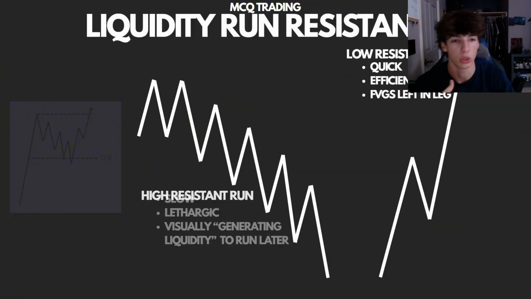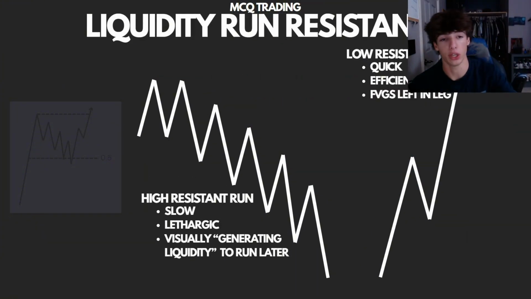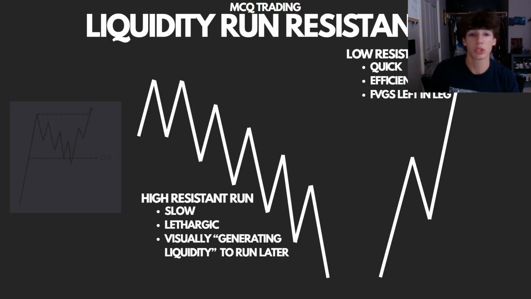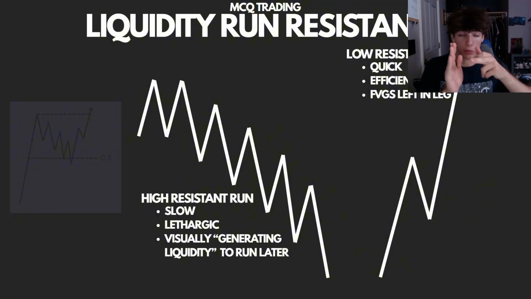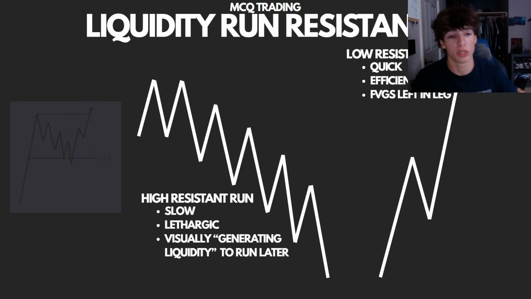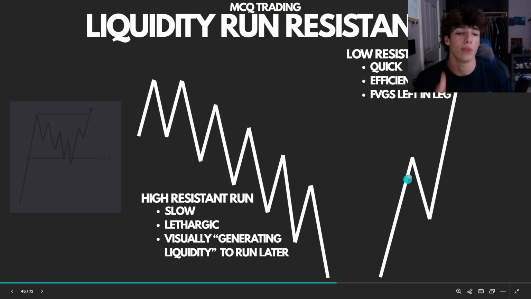So now let's split this into two. This leg on the left here is a low resistance run, low resistant run, whatever you want to call it. This is what we'll see in a low resistant liquidity run. This move is going to be very quick and efficient, right? There are going to be fair value gaps left in the leg. Maybe they get tapped and maybe they don't. But if they do get tapped, we're usually only going to pull back to maybe somewhere around 50%, no more than 50%, and then we'll continue efficiently back to the upside, right? That is what we're going to see in a low resistant run. It's going to be very quick and visibly faster than everything else on the chart in that current model, right?